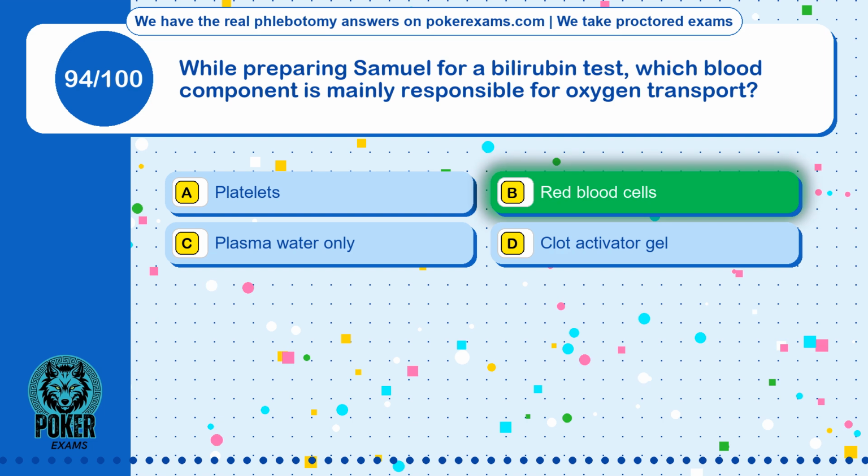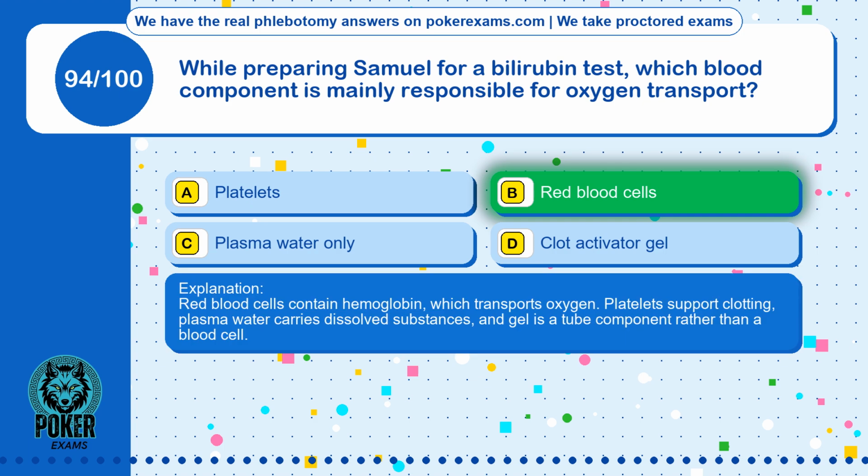The correct answer is option B. Red blood cells. Red blood cells contain hemoglobin, which transports oxygen. Platelets support clotting, plasma water carries dissolved substances, and gel is a tube component rather than a blood cell.